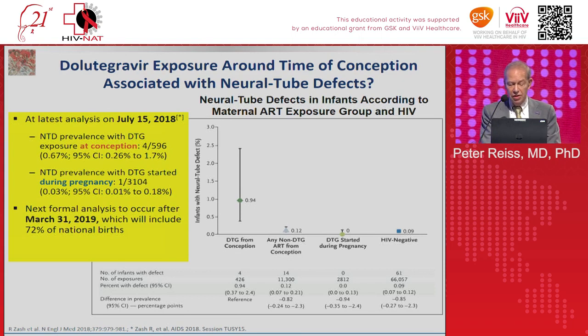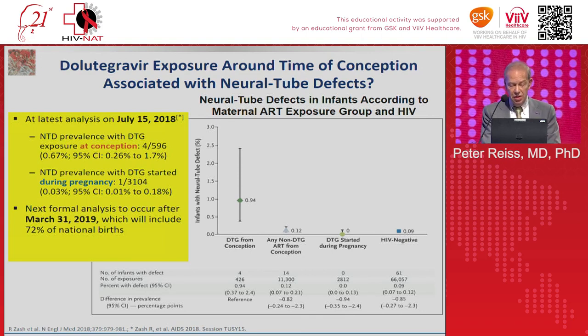At an interim analysis, which has now been published in the New England Journal of Medicine, study investigators identified almost a 10-fold increased risk of neural tube defects when dolutegravir was used at the time of conception compared with the use of non-DTG ART at conception or dolutegravir used later in pregnancy.